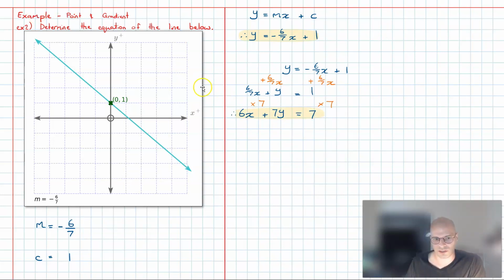So this has been an example of how we can deduce the equation of a line defined by a point and a gradient using the least amount of working out possible. So 1, 2, 3, 4, 5, 6, 7, 8, 9 lines. So not too bad. Alright, let's look at a more vexing problem.